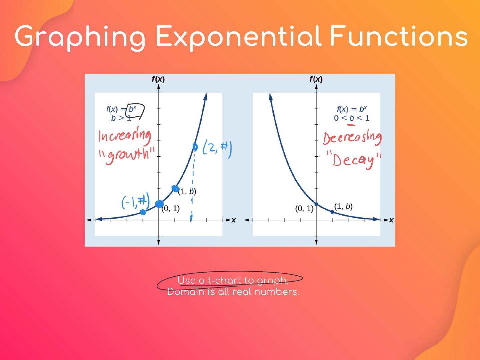Same thing with an exponential decay function. We're always going to start at (0, 1). And then since it is a decay, we know that (1, b), our base, is going to go below (0, 1). And then again, if you want some more values, just make a table, pick some points, right? There are some other points that you could use. The domain of an exponential function is always going to be all real numbers.